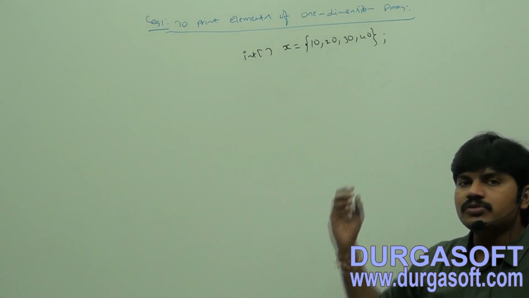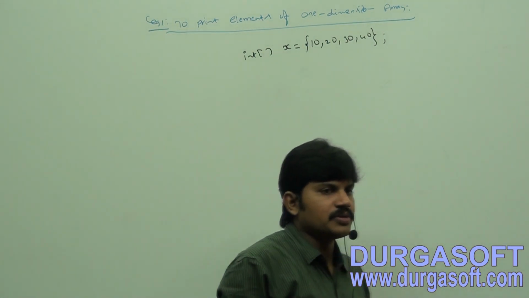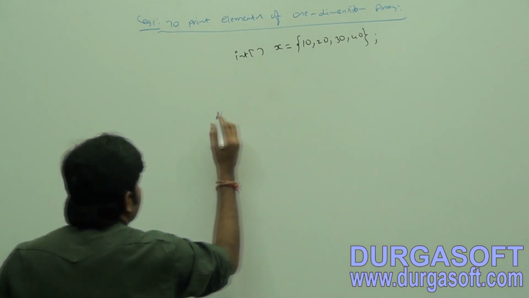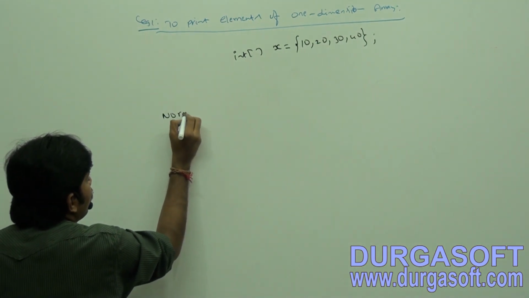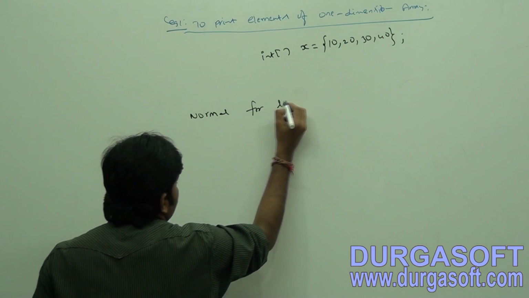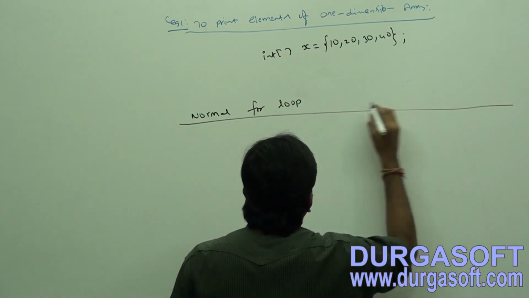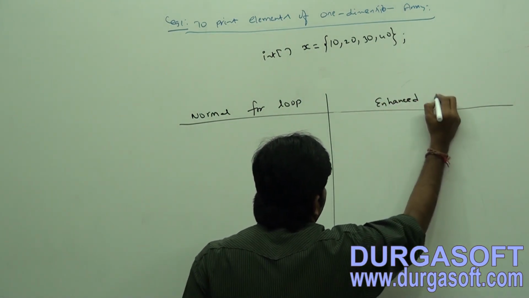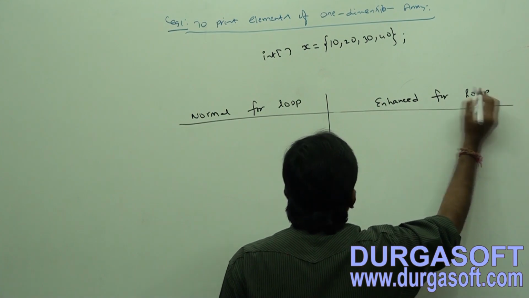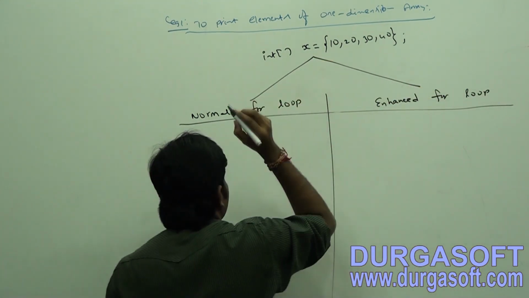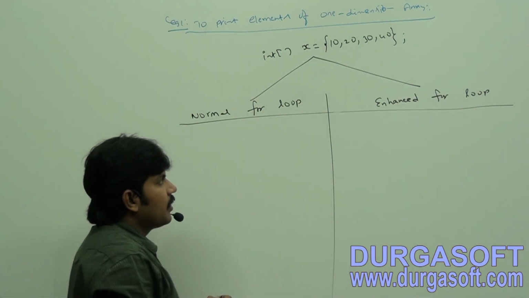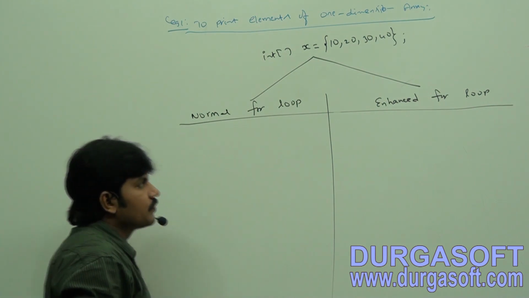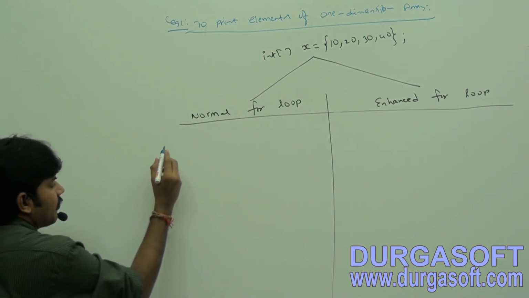By using a normal for loop and by using an enhanced for loop, which one is easier? Just observe the normal for loop. Sir, I want to use the normal for loop. And this one is the enhanced for loop. There are two loops: normal for loop and enhanced for loop. Can you spell out the code for the normal for loop? Not required to keep much explanation. What is the normal for loop?